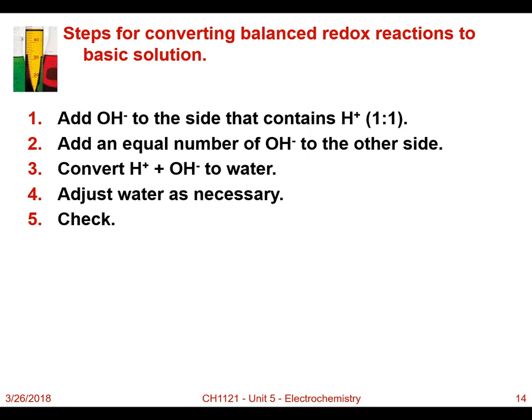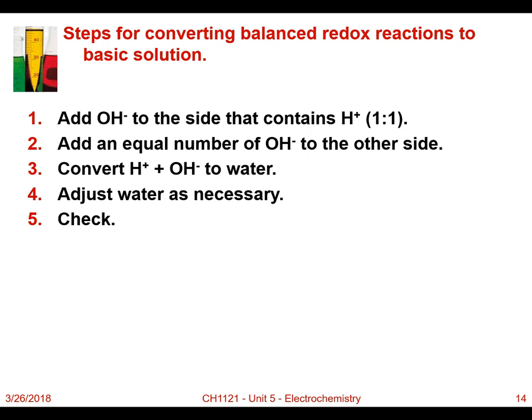Instead of learning a completely new method, it's easier to learn how to convert the previous result using these few steps. All we need to do is to add hydroxide to the side that contains hydrogen at a 1-to-1 ratio. If one side has 6 hydrogen ions, we simply add 6 hydroxide. Then in step 2, just like in math, in order to keep our equation balanced, we add an equal number of hydroxide to the other side.